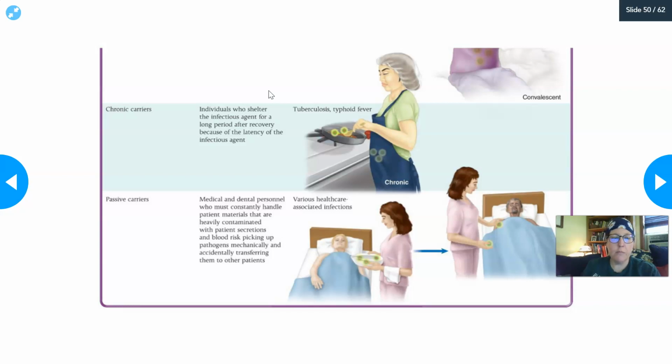They're not sick, right? They're fine. And then you have passive carriers, which are medical and dental personnel who constantly handle patients and patient materials, and are heavily contaminated with patient secretions and blood, and they risk picking up pathogens and then mechanically or accidentally transferring them to another patient. So again, this is where it's very important to wash your hands and all of that, but even your stethoscope and other things probably should be wiped down and cleaned between patients too.